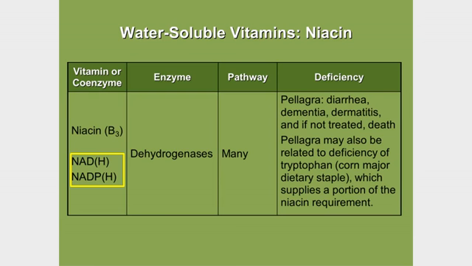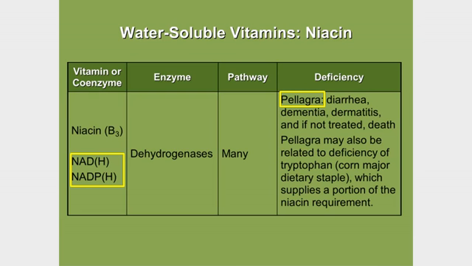Now, what are NAD and NADP involved in? They're involved in oxidation-reduction reactions in the human body, the movement of electrons from one molecule to another. Niacin deficiencies are well known, giving rise to the disorder called pellagra, characterized by the 4 Ds: diarrhea, dementia, dermatitis, and ultimately death.